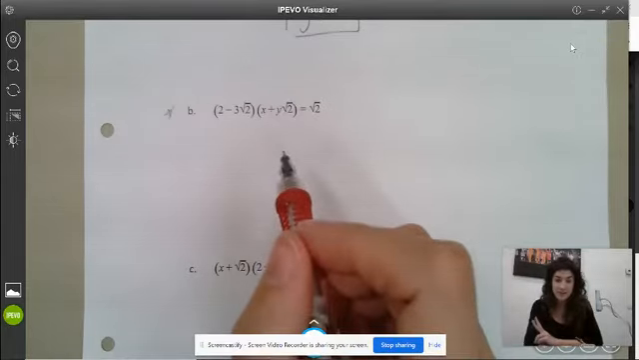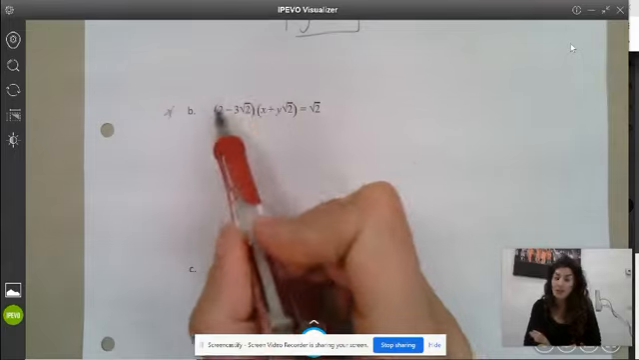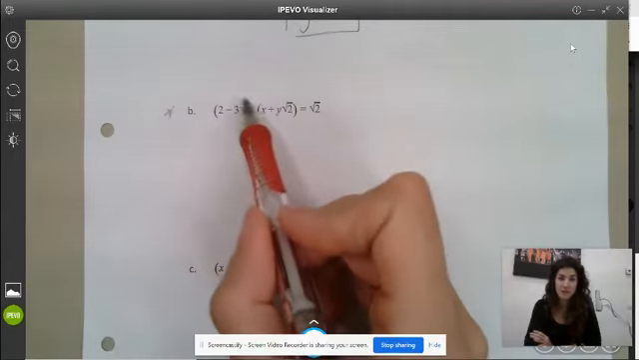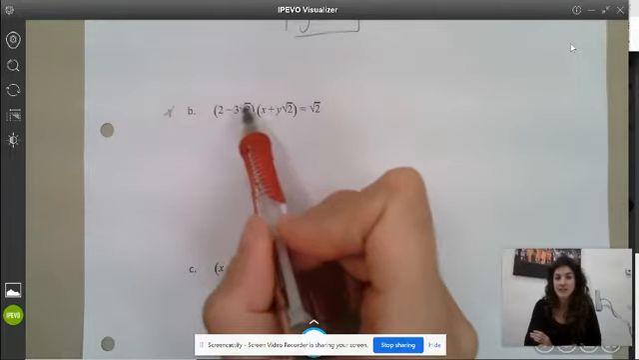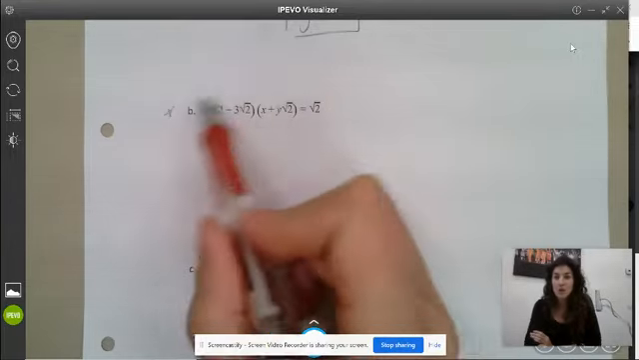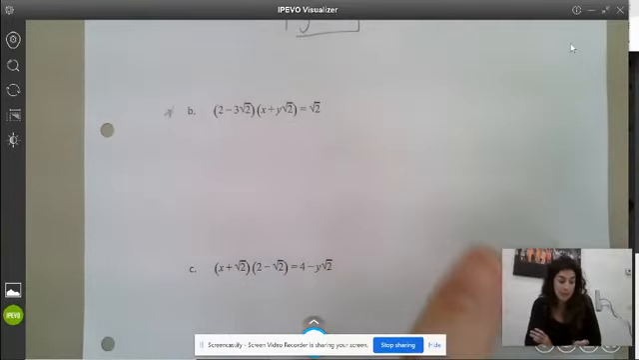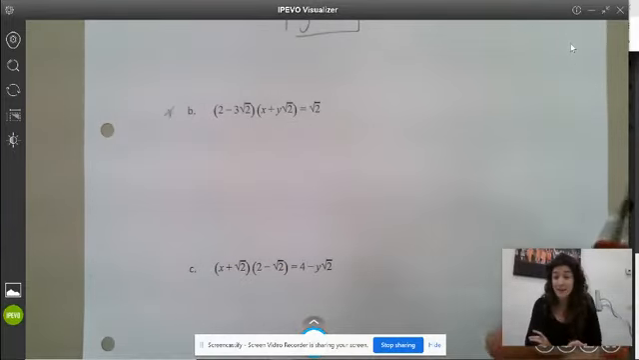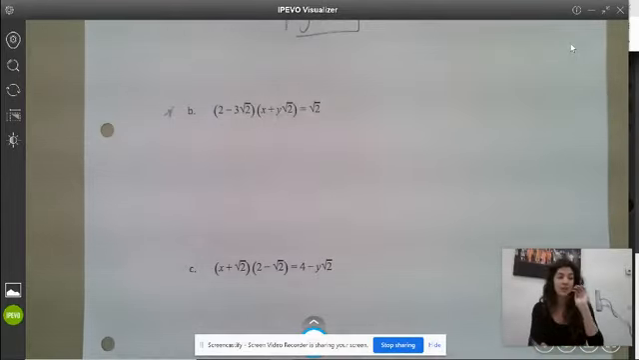There are two things that I would have accepted as answers. One of them is that you could FOIL here. You could absolutely FOIL out 2 times x, 2 times y root 2, negative 3 root 2 times x, negative 3 root 2 times y root 2. FOIL it all out, combine like terms. That is absolutely an okay first step. It's not the best first step. It would end up being a lot more work for you, but I'm all about going down the path that makes sense for your brain, that you connect with, even if it's longer, even if it's harder.